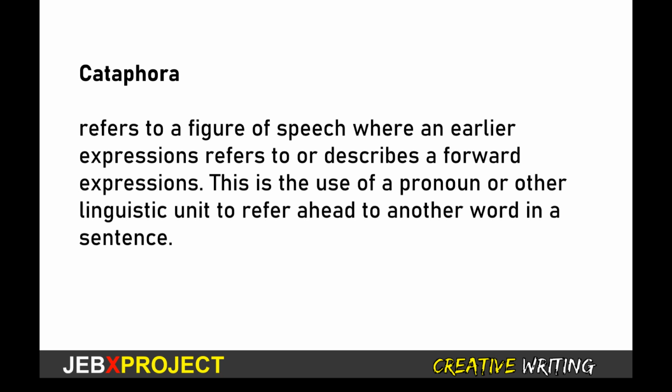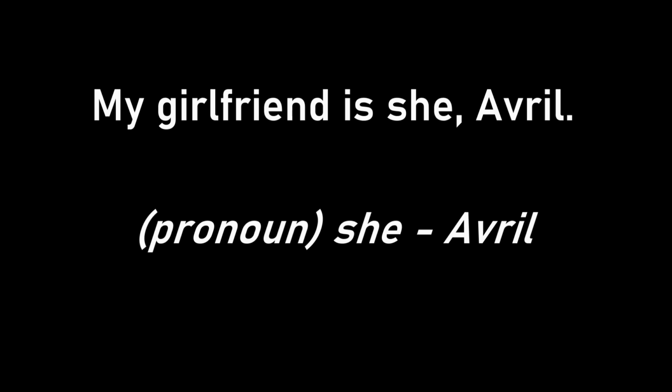So ano yung cataphora? So for example, my girlfriend is she, comma, Avril. Again, my girlfriend is she, Avril. So the cataphora there is she and Avril. So you see, mas nauna ang pronoun sa name nga Avril. So una niya gin-refer using the word pronoun nga she before ang name gid nga Avril. So kung baliktaron naton or kung i-rephrase naton, my girlfriend is Avril.